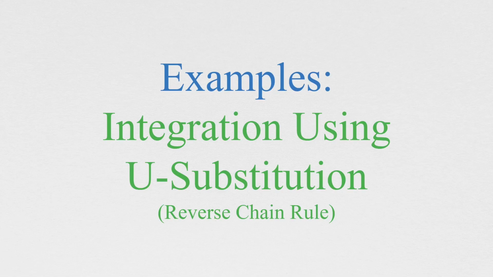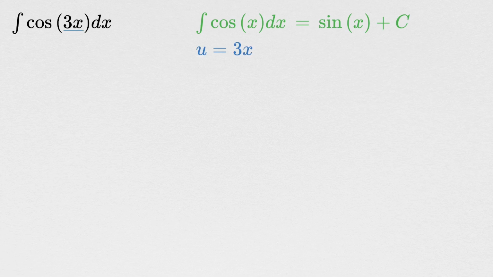In this video, we'll go through some examples using u substitution, sometimes called the reverse chain rule. Integrate cosine 3x dx. We know that the integral of cosine of a single variable is the sine of that variable, so we can make this integral easier by replacing 3x with a single variable. We'll call that variable u and say that u equals 3x. Rewriting gives us the integral of cosine of u.